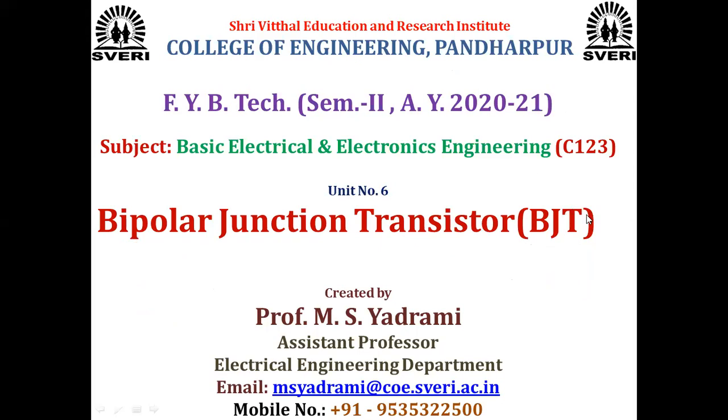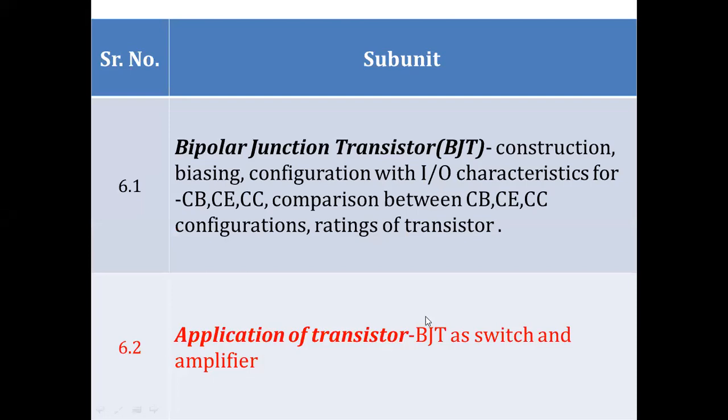The syllabus of this 6th unit is a very small unit actually. So bipolar junction transistor construction we are going to discuss. Biasing, configuration with input output characteristics for CB, CE, CC, based on the terminals. This is called common base, this is common emitter, this is called common collector. So input output characteristics: once take common base common, once emitter common, once collector common.